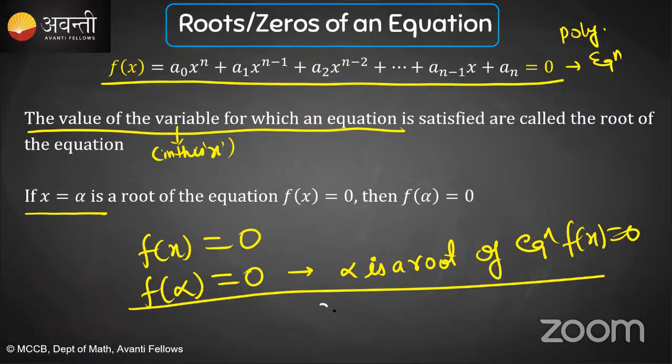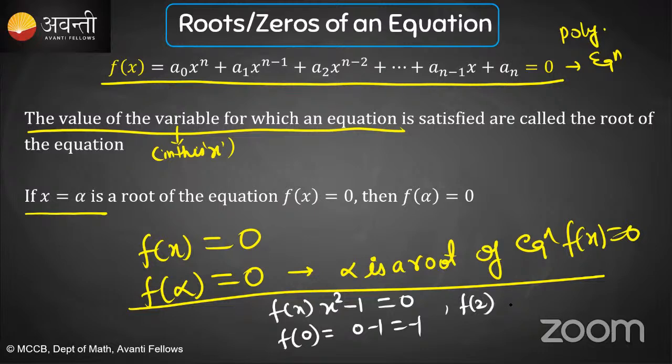Clear? So let's say, for example, there is an equation x square minus 1 is equal to 0. See, let's say this is f of x. If I replace x with 0, what am I getting? 0 minus 1, which is minus 1. At x equal to 0, I'm getting minus 1, so x equal to 0 is not a root, right? Similarly, if I replace x with 2, what will you get? 2 square minus 1, which is 3. Still it is not 0. It means x equal to 2 is not a root of this polynomial equation x square minus 1.